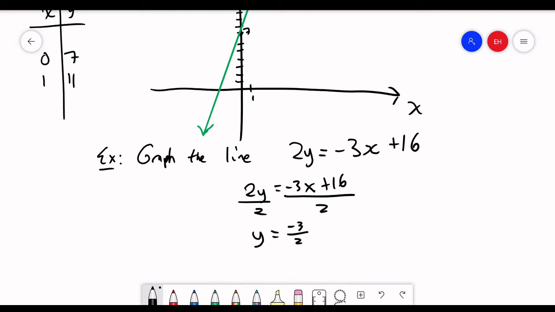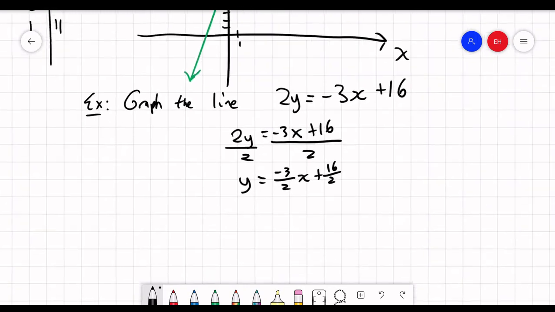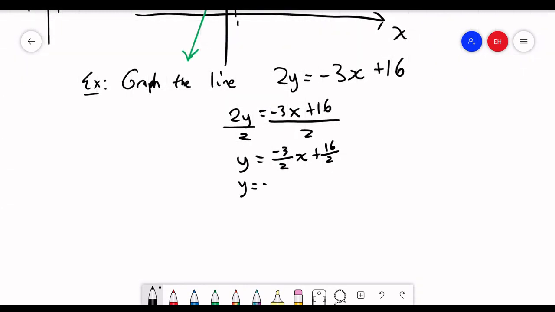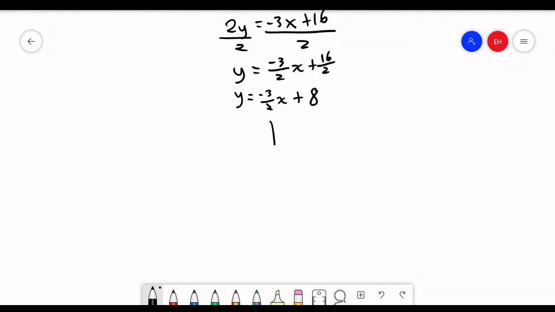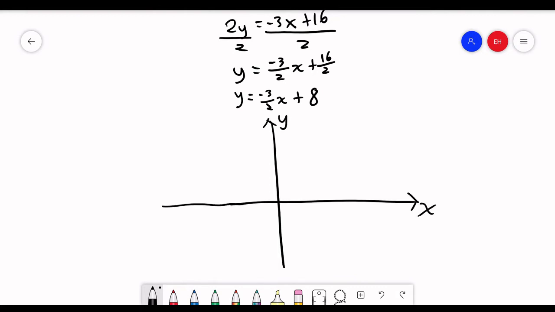As long as I do it to both sides, the equality stays the same. And I get minus 3 halves x plus 16 over 2, which simplifies down to plus 8. Okay, now I can start picking some points for my graph. x is 0 is always a nice easy one. So when x is 0, negative 3 halves times 0 is 0, plus 8 is 8. Remember, 8 is also the y-intercept.